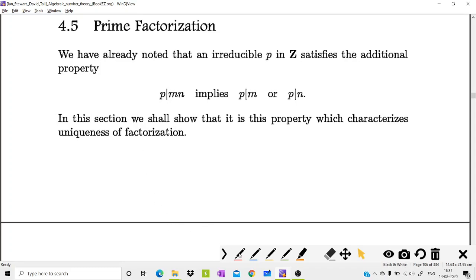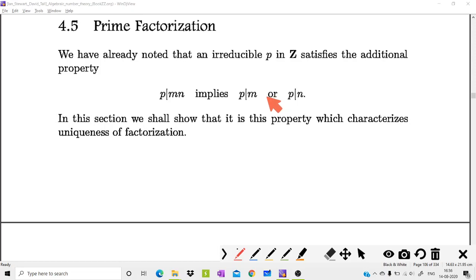Today we discuss section 4.5, prime factorization. In the last session we have seen what is a factorization into irreducibles. Now we know that an element p of Z is said to be prime if it satisfies this condition: p divides mn implies either p divides m or p divides n. That's the definition of a prime number, or ordinary prime number.